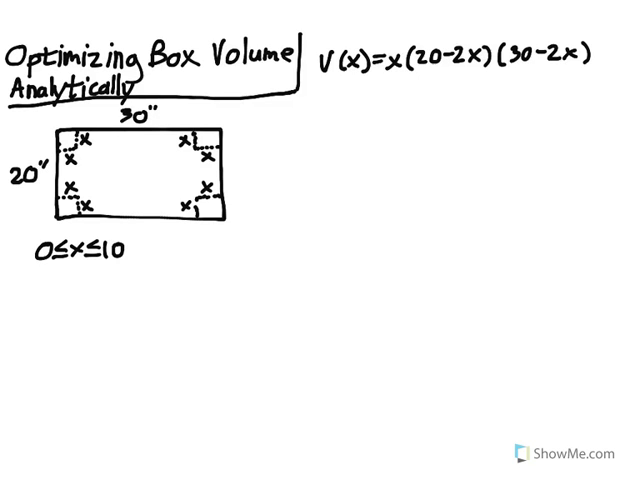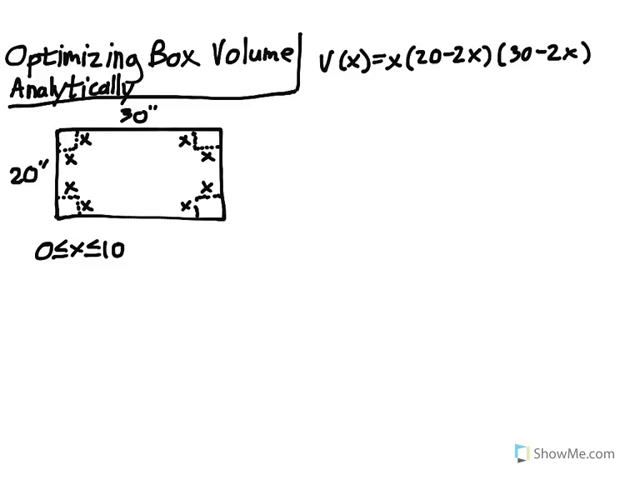Okay, I'm going to do my own version of Sal Khan's optimizing box volume analytically. Really the only difference between my version and Khan's version is that I use the increasing-decreasing method for determining whether or not a critical point is a minimum or maximum, whereas he uses something that I haven't taught you yet, which is called the second derivative test. Really, you can solve any optimization problem using either method.